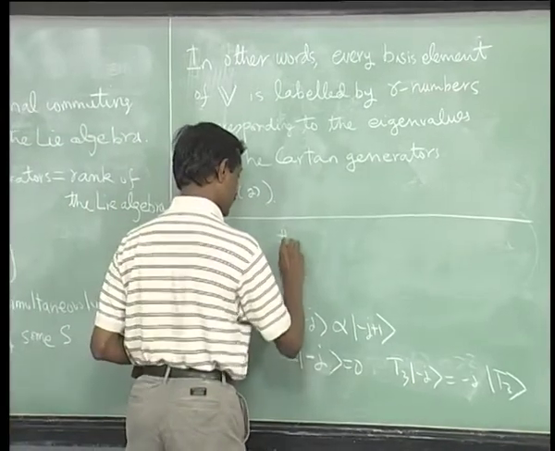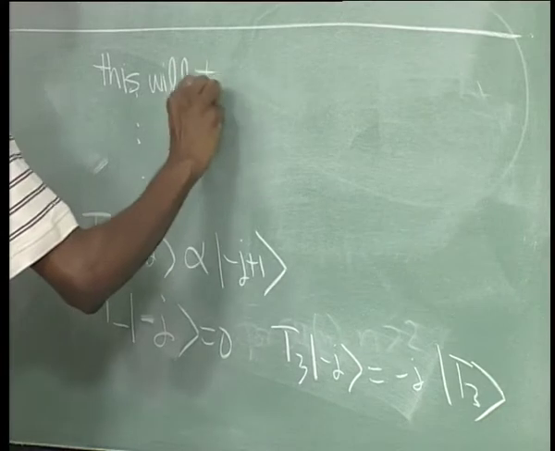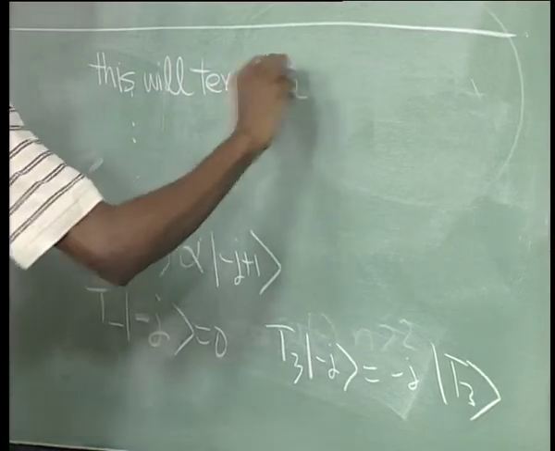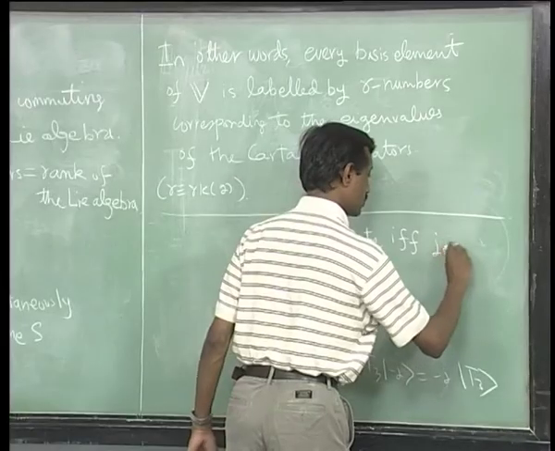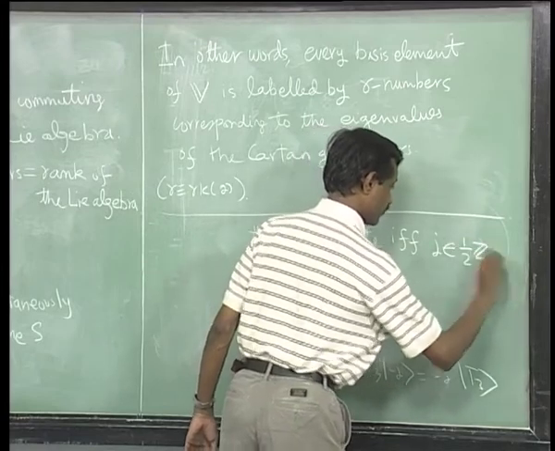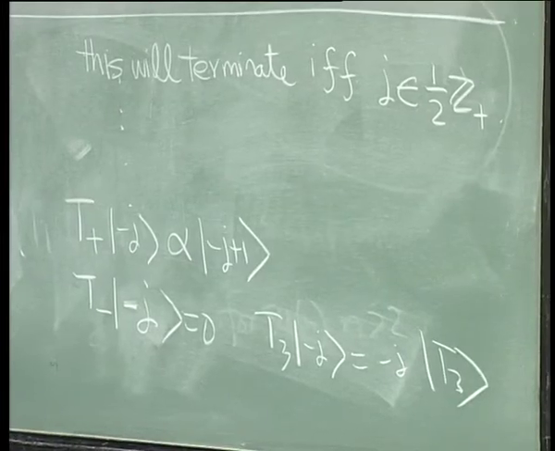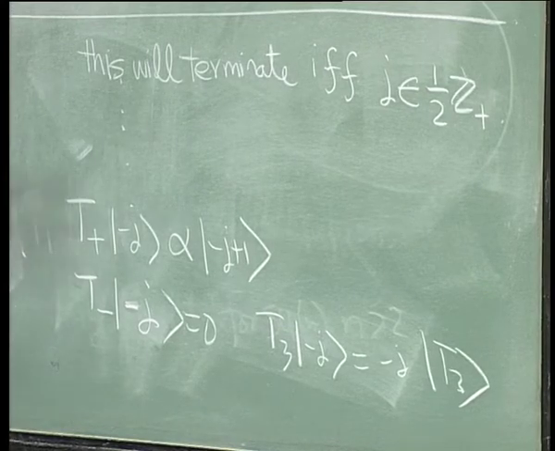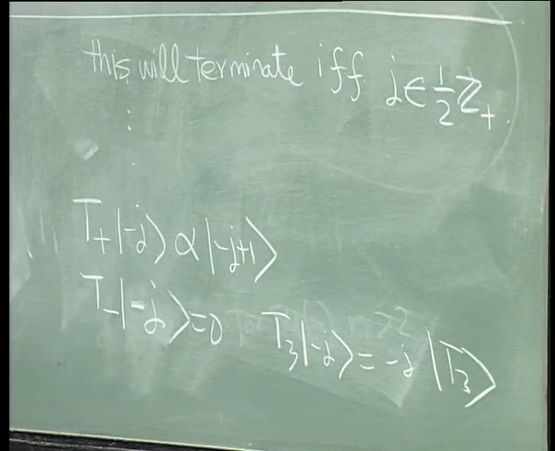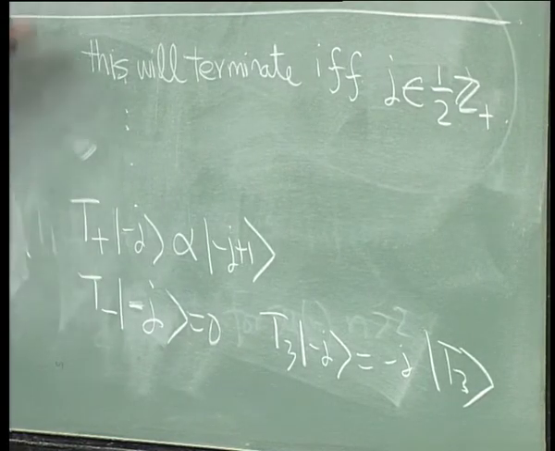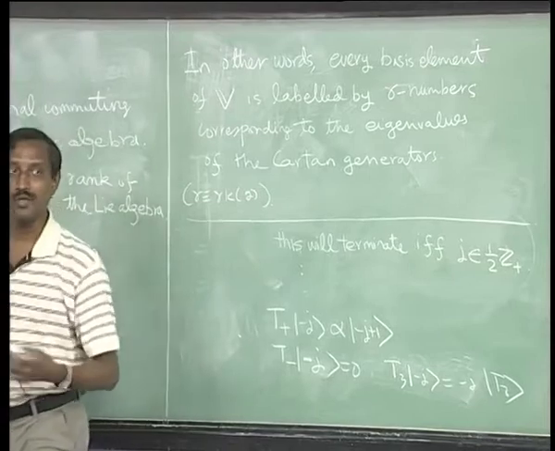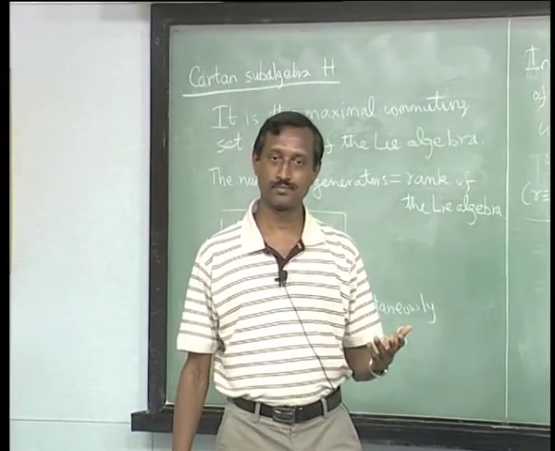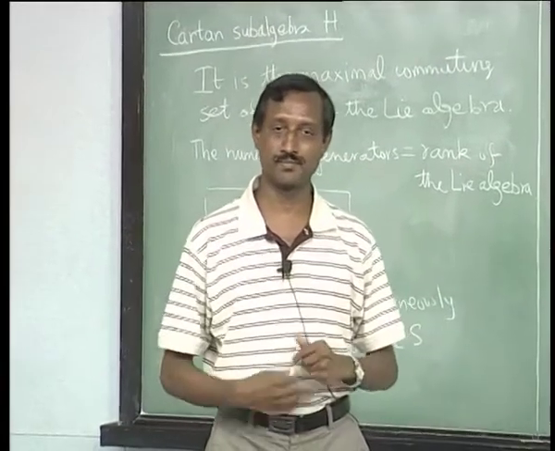This will terminate if and only if j belongs to half-integral values, at some point you hit 0. Now you can ask, suppose j is not this, let us say it was irrational, then you will find that this will never terminate. It will keep going, j plus 1, whatever. If you work out the norm, you will start getting states which have negative norm. It violates the fact that you want a unitary representation.